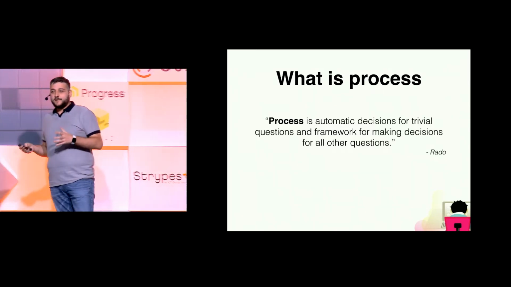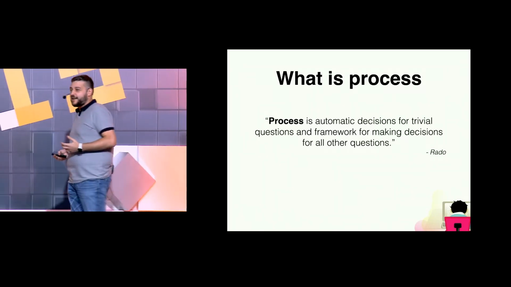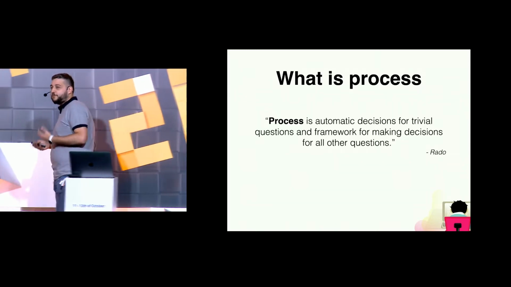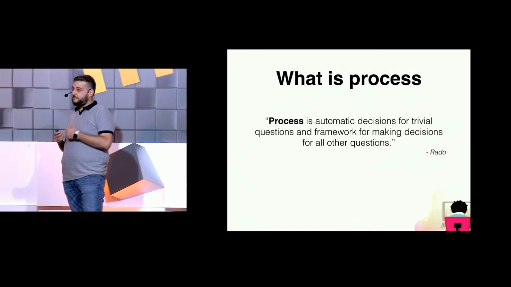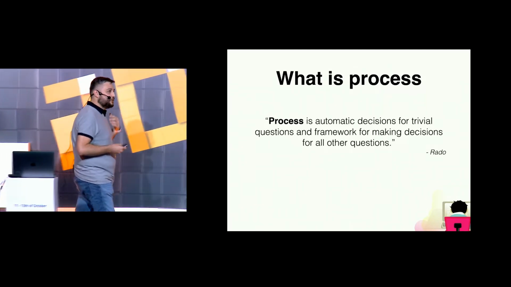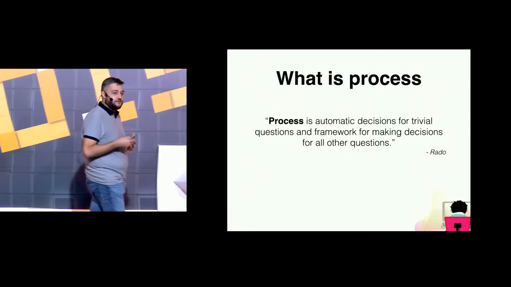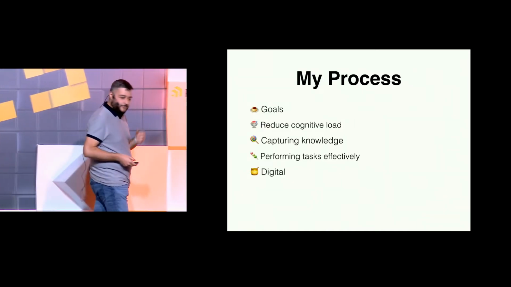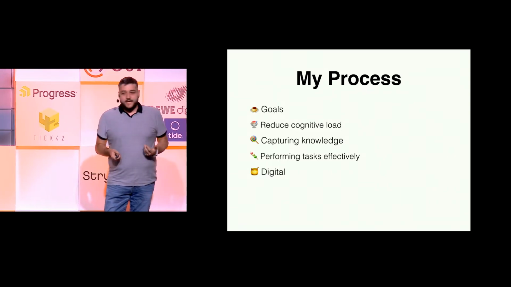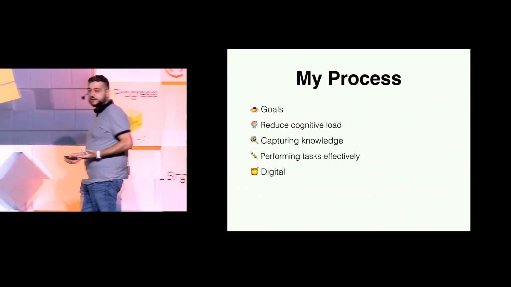And the way I define the word process, for me, it's automatic decisions for trivial questions and a framework to make other decisions in better ways, to make us make better decisions and not spend so much energy on useless stuff, basically. And my process and the things I'm going to talk about today is first setting up goals.